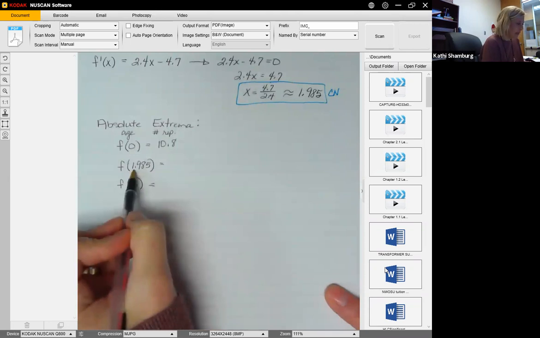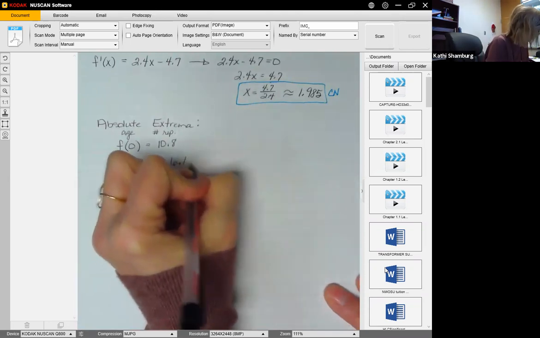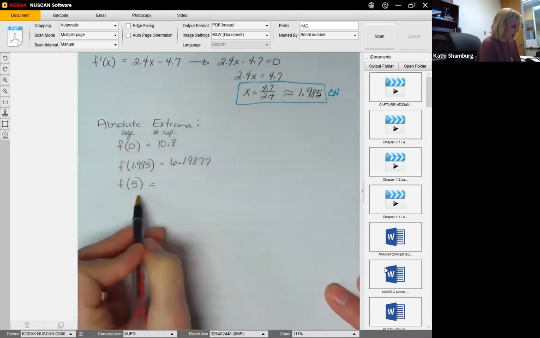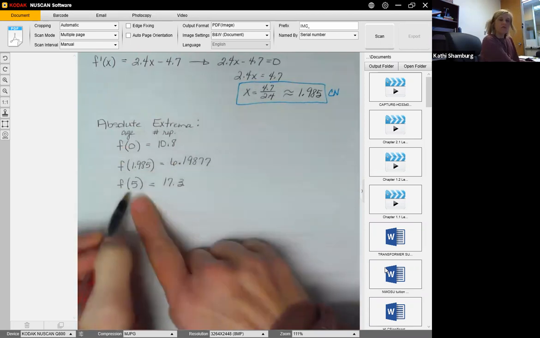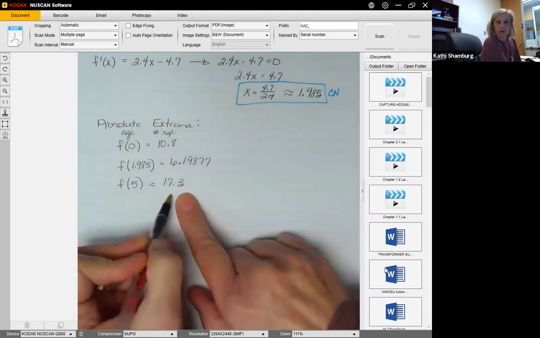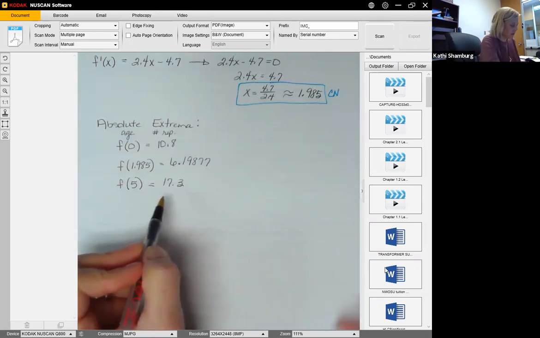This number, plugging it into the original function, gives you an output of 6.19877. Input of 5 gives you an output of 17.3. So the copier is 5 years old. It requires 17.3 repairs for that year, which could get costly for a business.